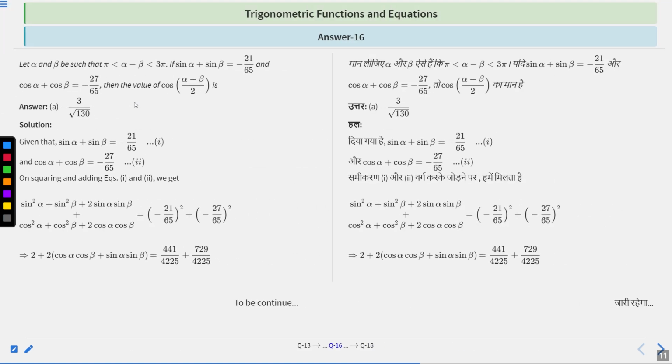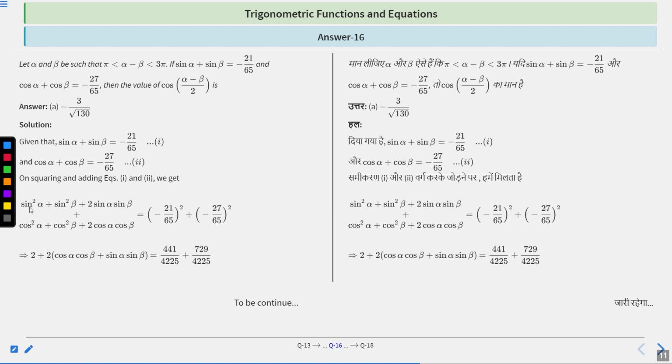Okay, now let's move to the solution part. Since we are given that sin alpha plus sin beta is equal to minus 21 upon 65, let's suppose it as equation 1. And cos alpha plus cos beta is equal to minus 27 upon 65. So let's assume this as equation 2. Now, let's square both equation 1 and equation 2. On squaring and adding equation 1 and equation 2, we will get sin square alpha plus sin square beta plus 2 sin alpha sin beta plus cos square alpha plus cos square beta plus 2 cos alpha cos beta is equal to (minus 21 upon 65) square plus (minus 27 upon 65) square, right?